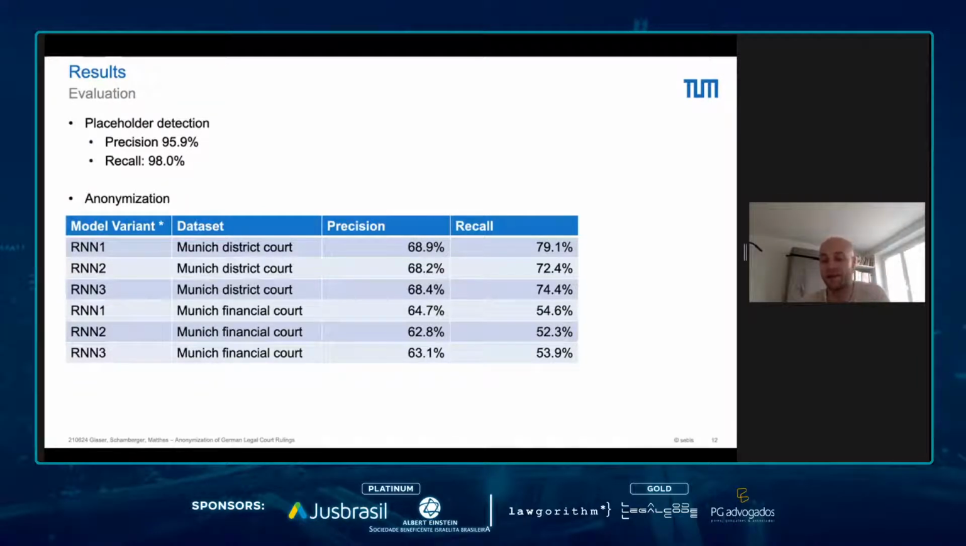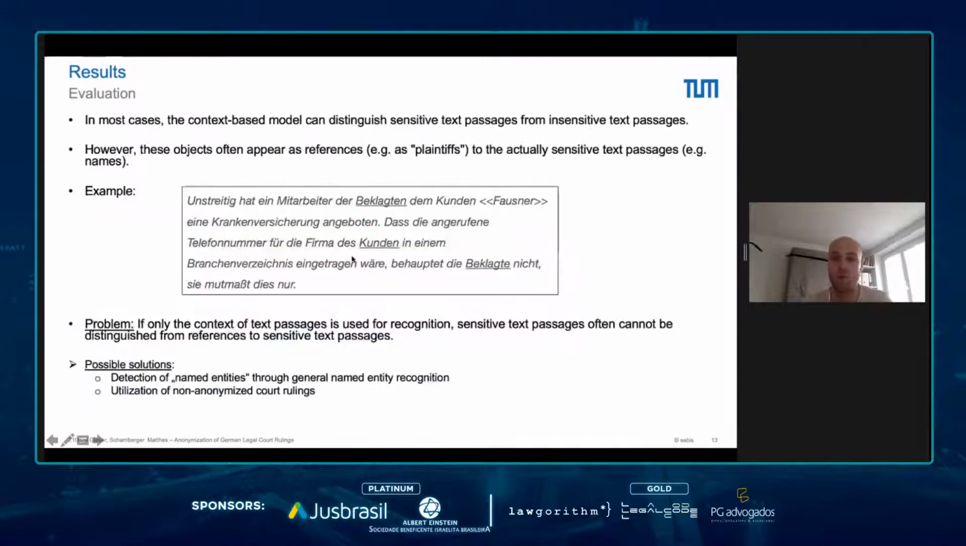But they can easily remove the information because it's just obvious and they just need to click on it. But the recall should be high because it's of course important that they don't miss sensitive information. However, when we looked at our results, we figured that there is one crucial issue, and this is that in most cases, the model can distinguish sensitive passages from insensitive ones.